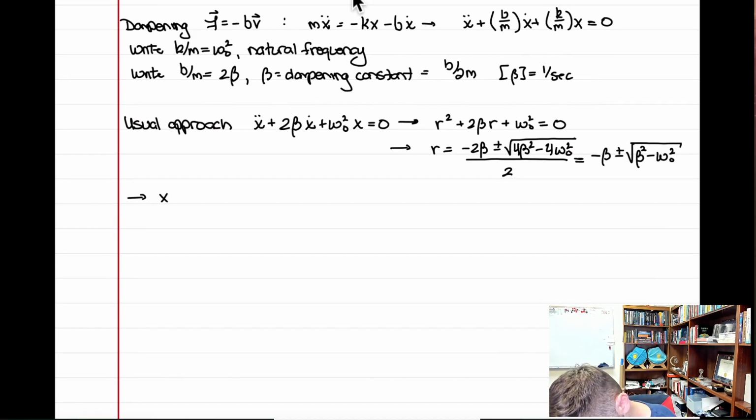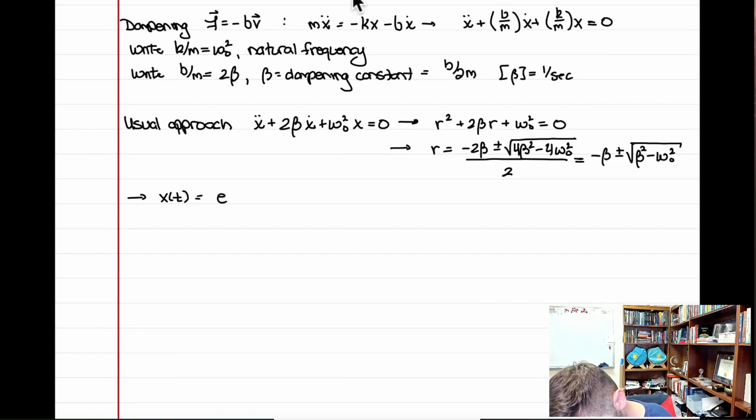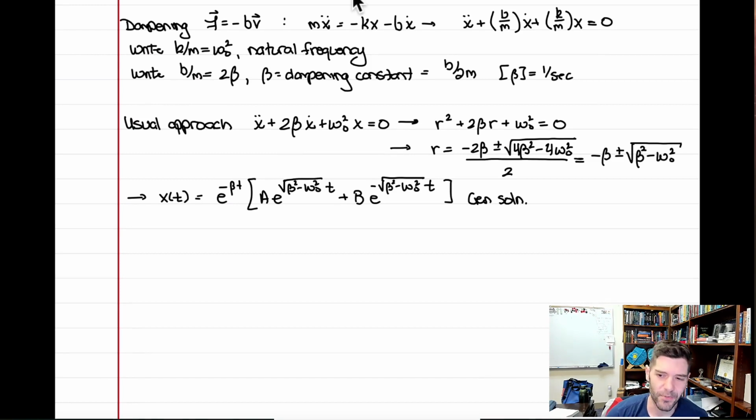So then the general solution, x as a function of t, is going to be, you take each of these values for r, you throw that in the exponential, and it ultimately becomes something that looks like e to the negative beta times t, then there's a constant times e to the square root of beta squared minus omega naught squared times t, plus a second constant of integration times e to the negative square root of beta squared minus omega naught squared times t. There's a negative sign out front in the exponential. This is the general solution. It's not super illuminating, admittedly.